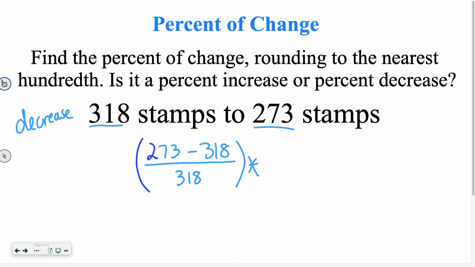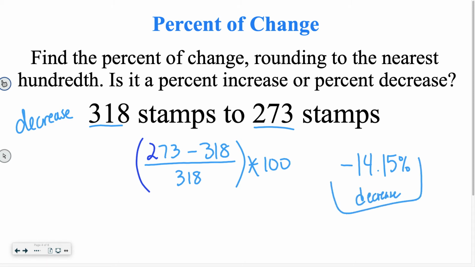Then I multiply it by 100. So when I do that, I end up with negative 14.15%. And that negative tells me that it is a decrease. So that is my final answer there.